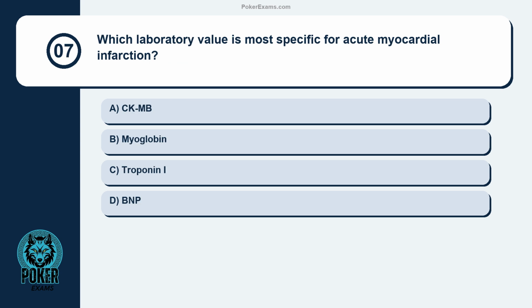Question 7. Which laboratory value is most specific for acute myocardial infarction? CK-MB, myoglobin, troponin I, BNP.